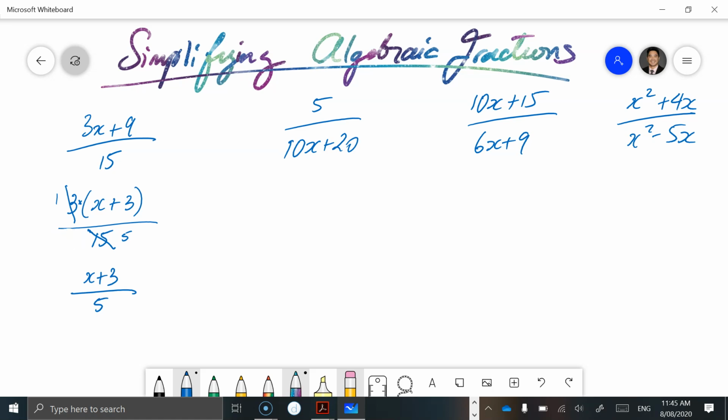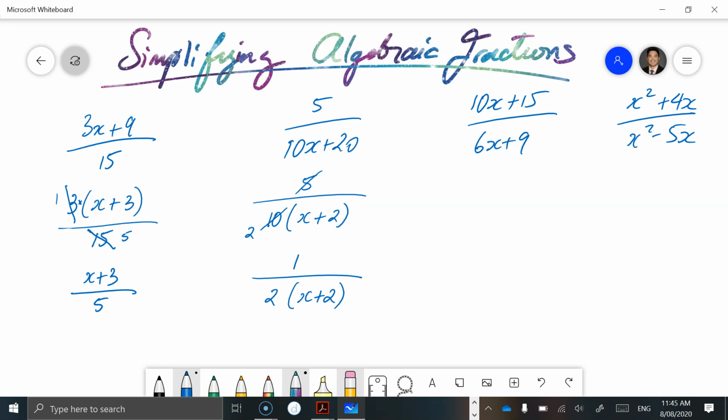Okay, next one. So we can't factorize the top, but we can factorize the bottom. Both 10x and 20 have a highest common factor of 10. And so then x plus 2 is going to be at the bottom, and 5 is on the top. We can see that 5 and 10 have a common factor of 5. Okay, highest common factor of 5. So we can then make this 1 on the top and then 2 at the bottom.